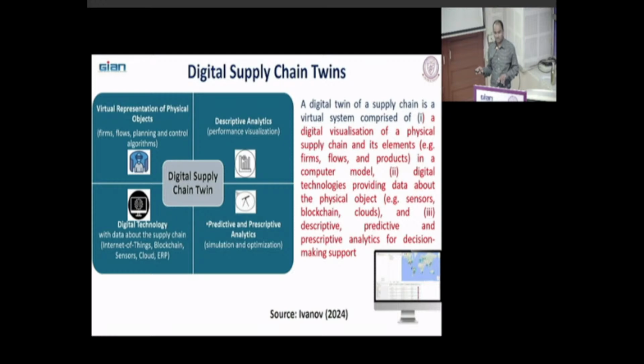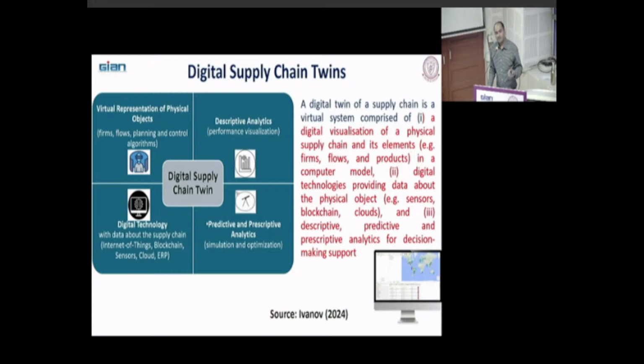of your physical objects. And when you say virtual representation, suppose you want to create the virtual representation of your physical network. In the previous hypothetical case, what we did, we modeled who are the suppliers, where is the factory, who are the distributors, who are the customers. But in addition to that, you need to model the flows as well, because money flow, information flow, product flows. So you need to model the flows, planning, control algorithms, forms. So that's the first important component in your digital supply chain twin. Okay, virtual representation of the physical objects.